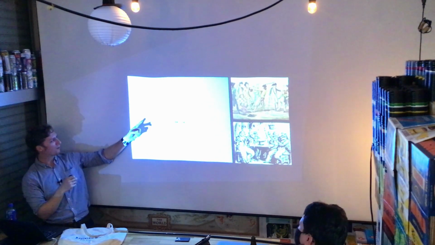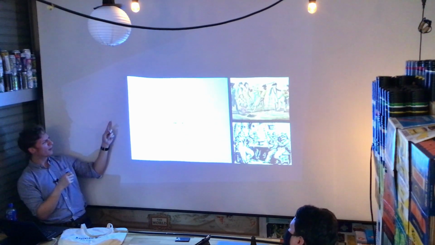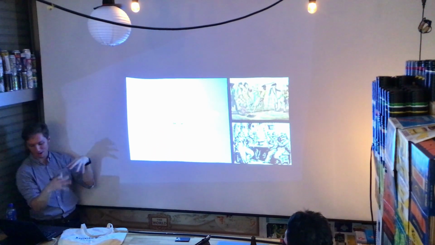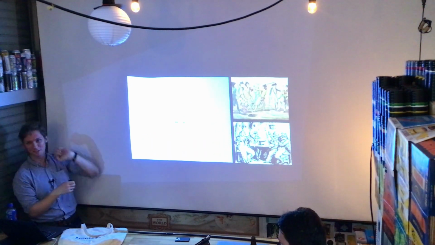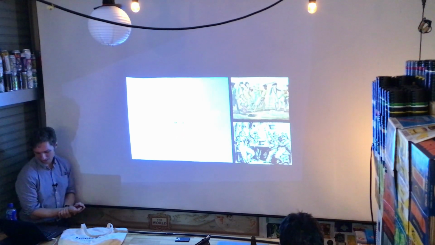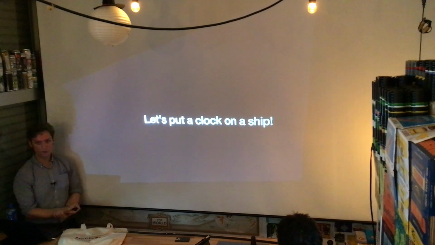And sometimes they even went this way and said, no, we must be going the wrong way. And they went back this way and kept changing their mind because they weren't sure if they were in the right place. You've got to imagine thousands of miles of sea, so you didn't know where you were going. So let's put a clock on a ship.